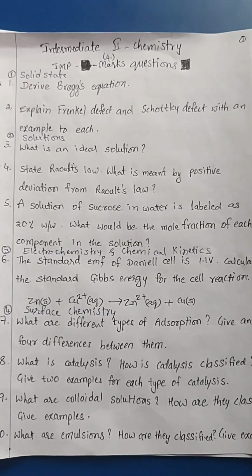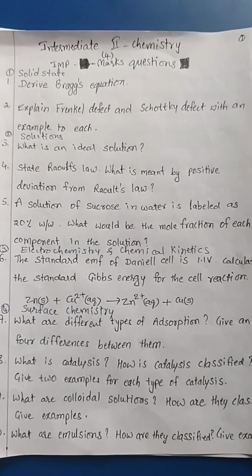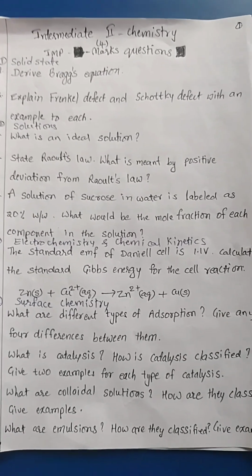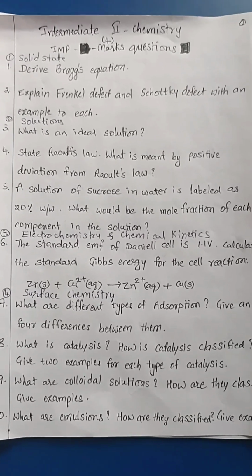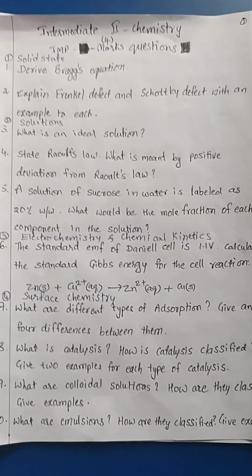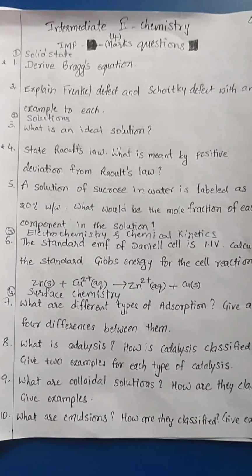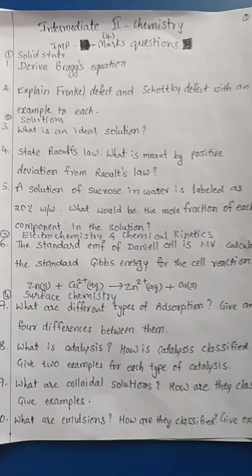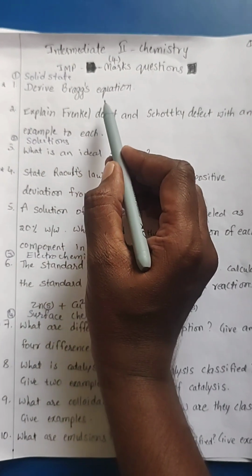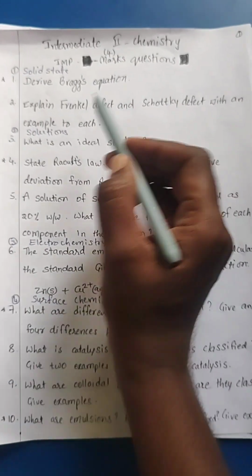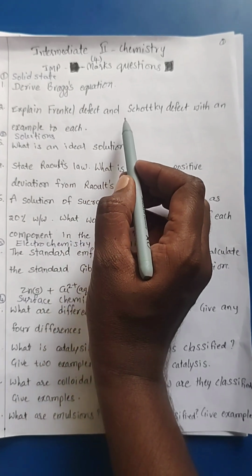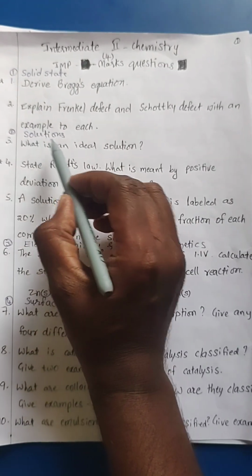Here, out of 8 questions, we answer 6 questions. They are 4 marks questions. In the 4 marks questions, from the first chapter, the most important question: derive Bragg's equation. If this is not asked, the other choice: explain Frenkel defect and Schottky defect with an example for each.